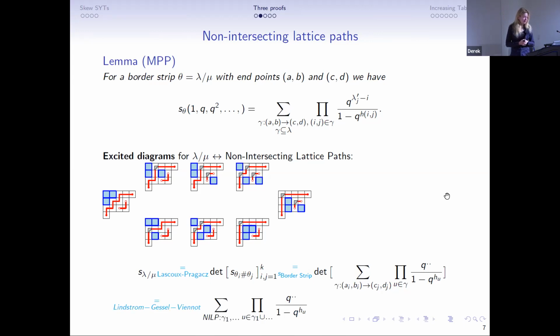And then we use our favorite Lindström-Gessel-Viennot determinantal identity for counting the number of non-intersecting lattice paths from a determinant. So it basically tells us that when we expand this determinant, we cancel out everything except the tuples of paths which are non-intersecting. So NILP means non-intersecting lattice paths here. So we'll have these non-intersecting lattice paths. And then the last step is just this interpretation of the excited diagrams as non-intersecting lattice paths and reformulating this identity.